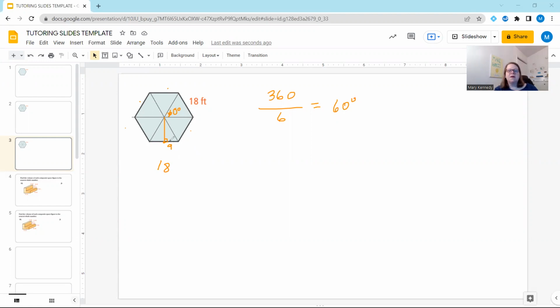I'm just going to write it one time because I'm just going to look at this triangle on the right side. It also cuts this angle in half. So if this was a 60-degree angle, it's now a 30-degree angle up here. And so we've got a right angle and a 30-degree angle. So we're looking at a 30, 60, 90 special right triangle.